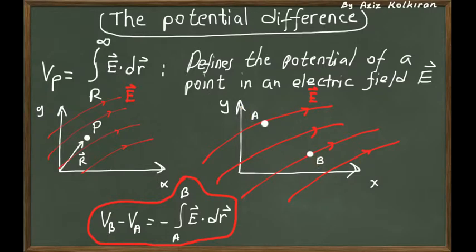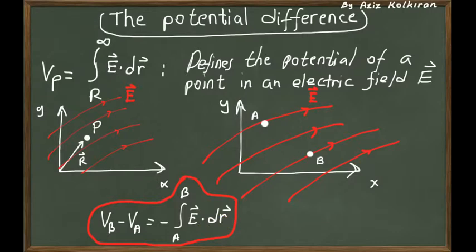If you are talking about VB minus VA, that means your initial origin of the motion is B, and the final point is A. If you are talking about the potential difference VA minus VB, then you are going from A to B.